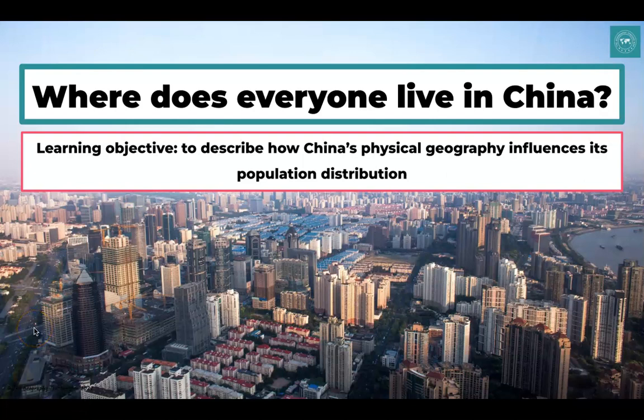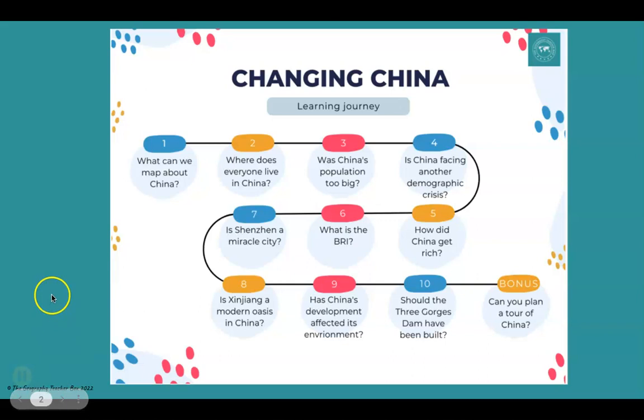Hello geographers, and welcome to another lesson from the Changing China unit. In this lesson we're going to be asking this question: where does everyone live in China? And we will effectively be exploring how the physical geography of China influences where everybody lives. So this lesson forms the second lesson in the Changing China unit, and you can see it's here on the learning journey.